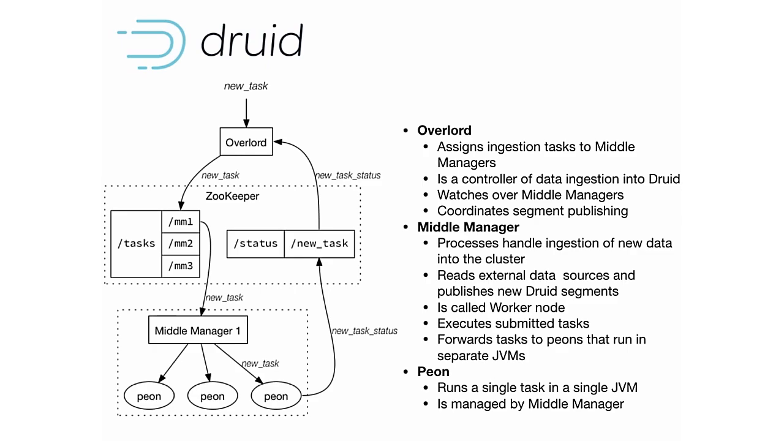Middle manager processes handle ingestion of new data into the cluster, read external data sources, and publish new Druid segments. Middle manager is called a worker node. It executes submitted tasks by forwarding them to peons that run in separate JVMs. A peon runs a single task in a single JVM, and the peon is managed by the middle manager.